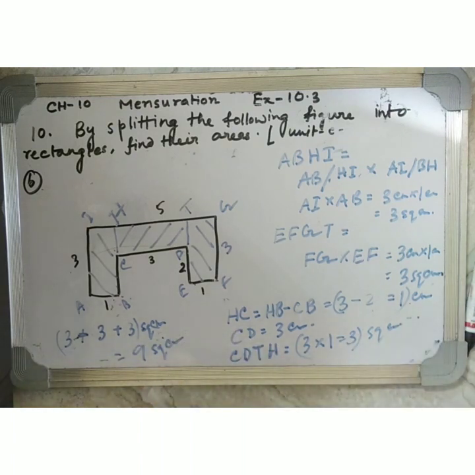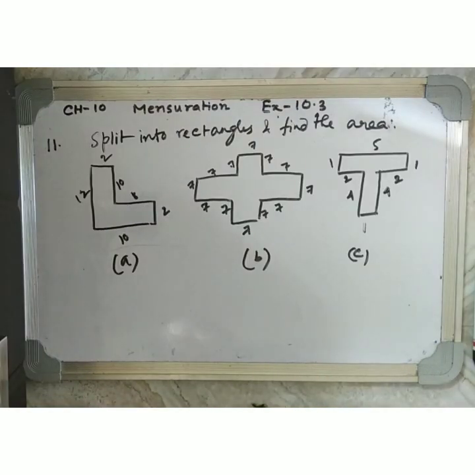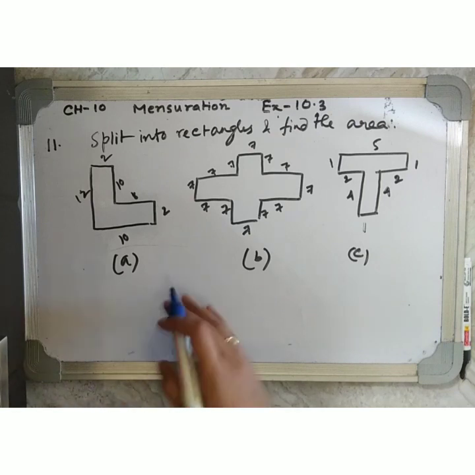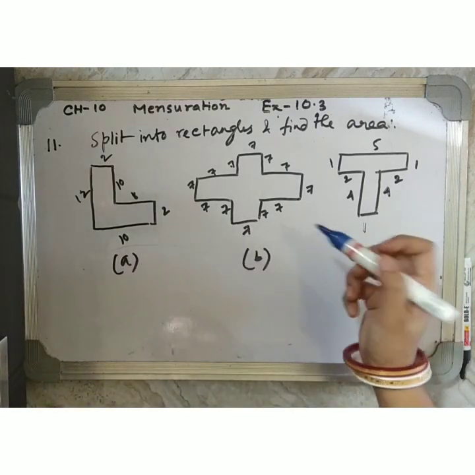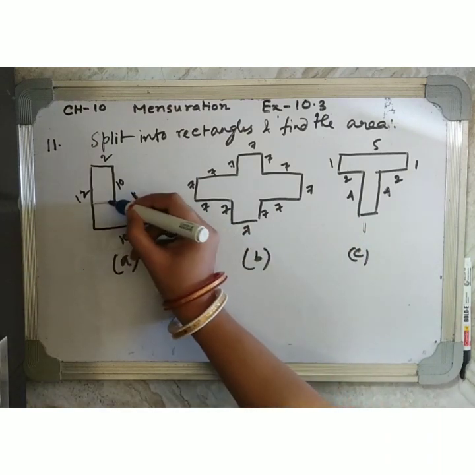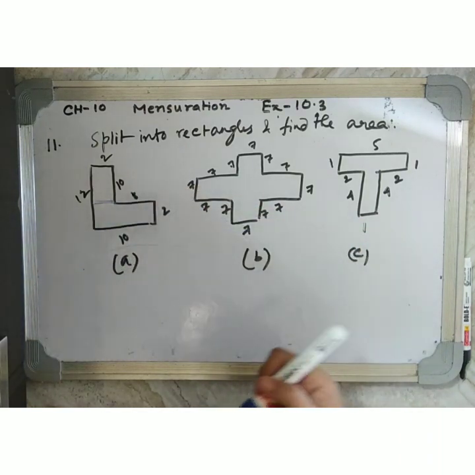Okay. Now let's come to the next question. Now in question number 11 also the same type of question is given. Split into rectangles and find the area. So first we have to split all these figures into rectangles. Now I will not do this because the last two sums were a little bit tougher than this. So you will try it yourself. Now I am just splitting the figures into rectangles.